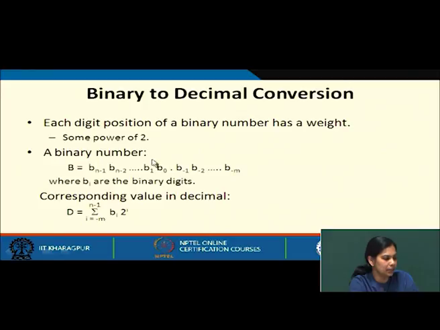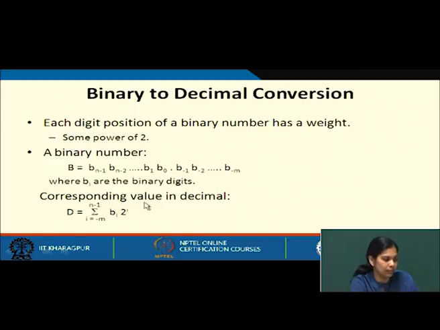So, a binary number can be represented like this. This is the integer part and this is the fractional part. The integer part runs from B0, B1 up to B(n-1), and the fractional part from B(-1), B(-2) to B(-m), where the Bi are the binary digits. So, what will be the corresponding value in decimal?